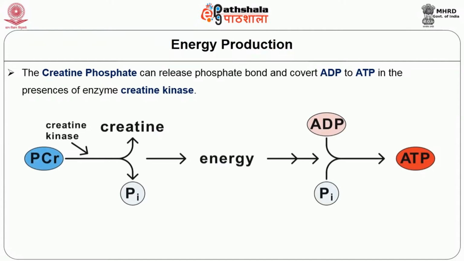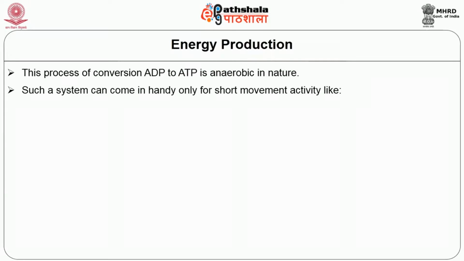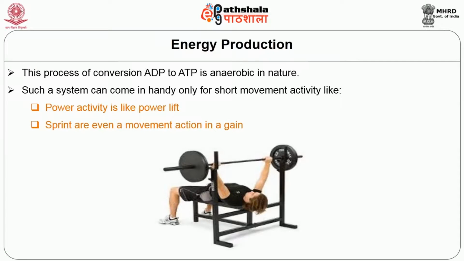Creatine phosphate can release a phosphate bond and convert ADP to ATP in the presence of the enzyme creatine kinase. But let us understand that this process of conversion of ADP to ATP is anaerobic in nature and is very short lived, that is the duration may be a few seconds. So, such a system can come in handy only for short moment activities like power activities like a power lift or a sprint or even a momentary action in a game.